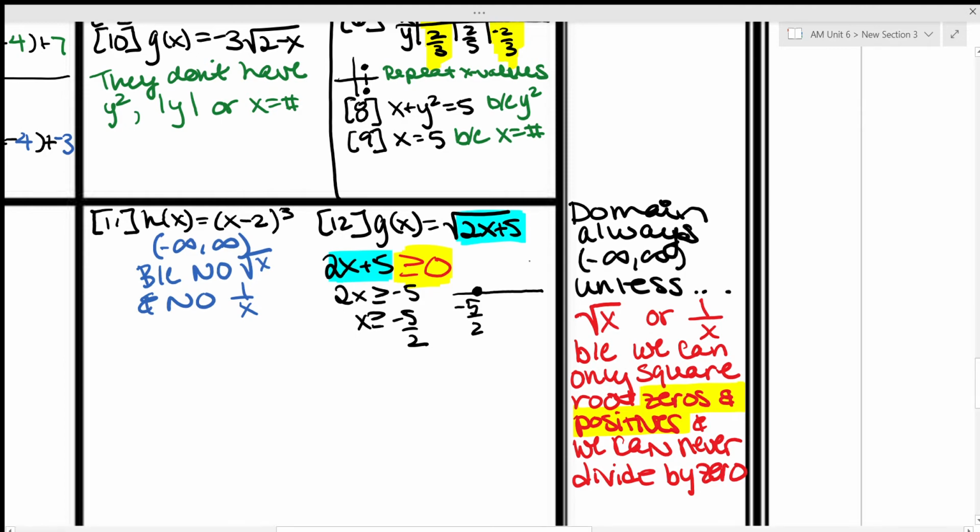What side? Values would go to the right. Yeah, the values are going to go to the right. Very good. So now what's that domain? -5/2, comma, infinity. You got it.